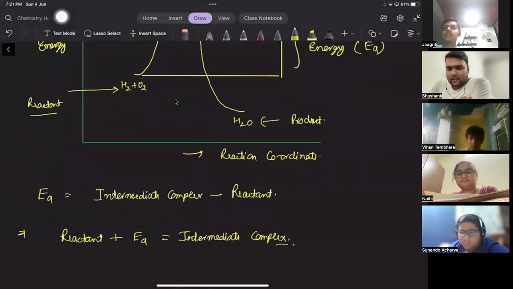Yes, Chakra. So can we say that the activation energy is the energy required to break the bond? Not break the bond. That will be bond dissociation energy. Activation energy is the energy required to achieve the intermediate stage, intermediate complex stage, to be more precise. We'll talk more about it.